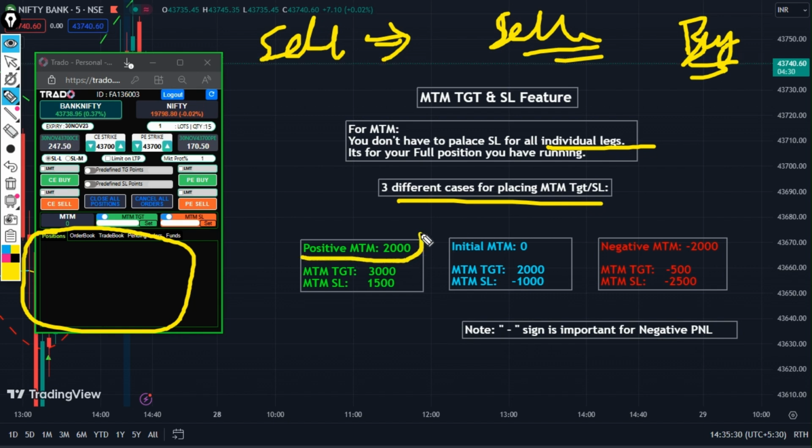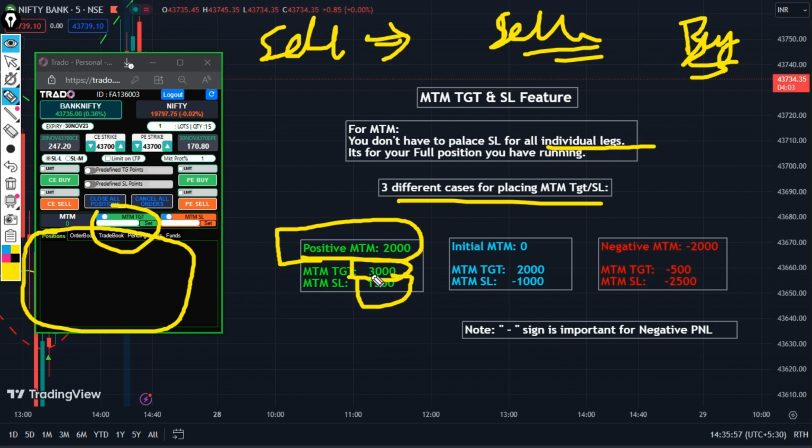If you have positive PNL, like if your PNL is running at 2000 rupees and you want to place your target at 3000 rupees, then you can simply place 3000 rupees in MTM target, and for SL you can simply place 1500 rupees. If you don't want to lose your profits below 1500, you simply place 1500 in SL and 3000 in target and set it. With positive PNL, you have to set your MTM target in this way.